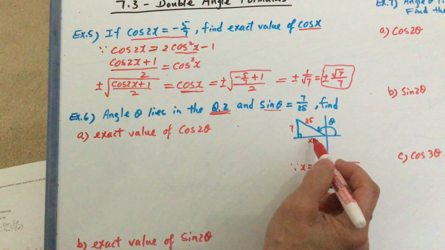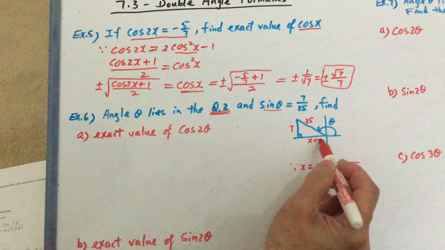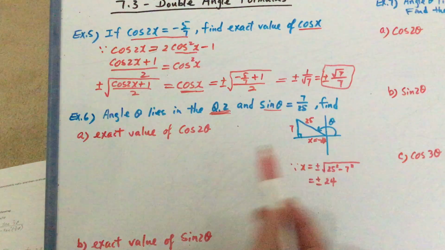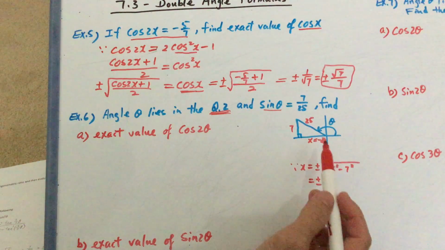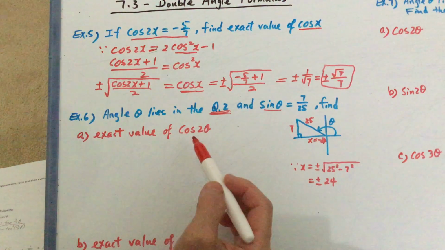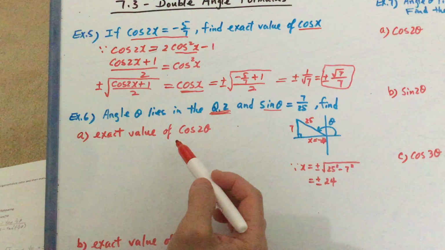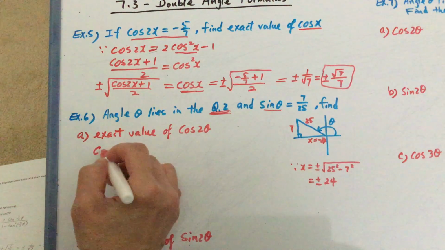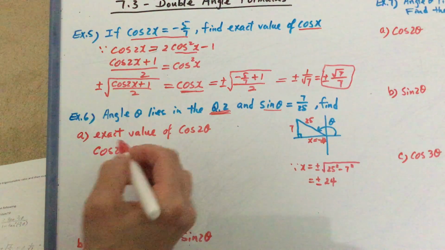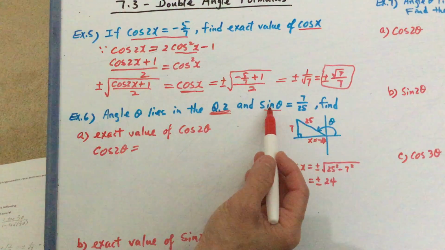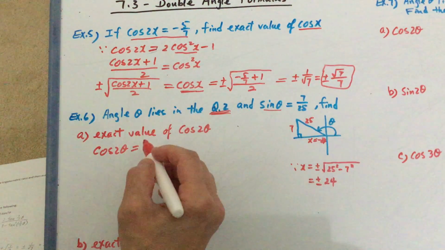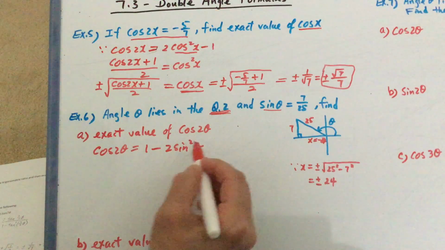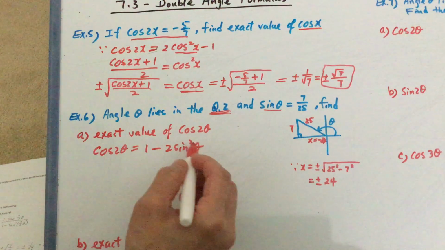So this one has to be equal to minus 24. Okay, plus and minus, but in quadrant 2, this one has to be the minus. So in order to get the cos 2 theta, all you have to do is bring out the formula first. And since I'm given the information on the sine, this time I'm going to choose this formula for the double angle for cosine: 1 minus 2 sine square theta.